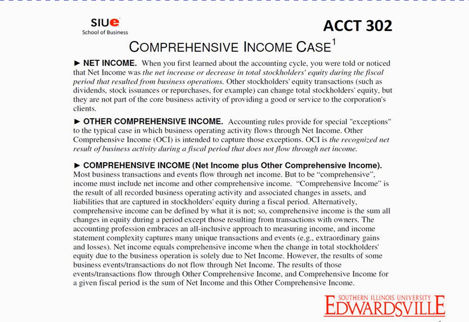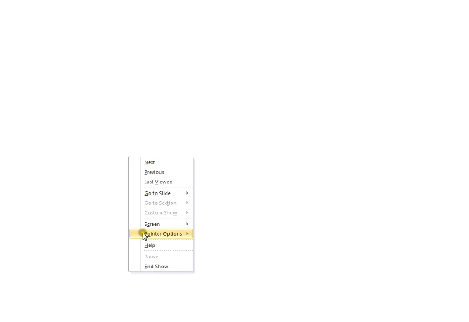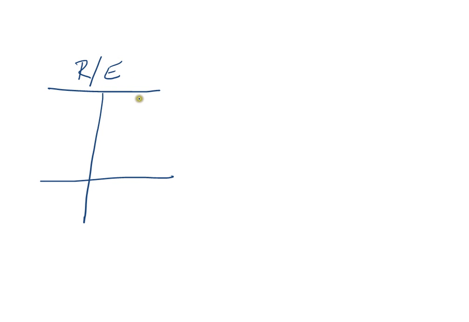Okay, so there's a discussion here about net income, other comprehensive income, and their relationship. If you're not familiar with comprehensive income, it's like net income, but it's just not net income.